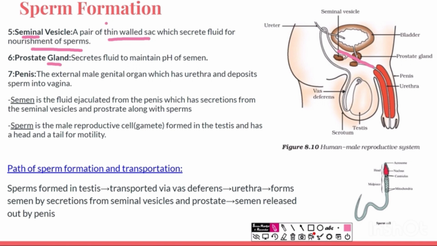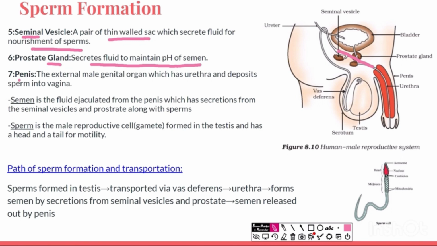What is the function of the prostate gland? The prostate gland secretes fluid to maintain the pH of the semen, because the vagina or the female reproductive system is acidic in nature. To protect the sperms in that acidic environment, it secretes a fluid to maintain the pH of the sperm and the pH of the semen so that it can survive in that acidic environment.